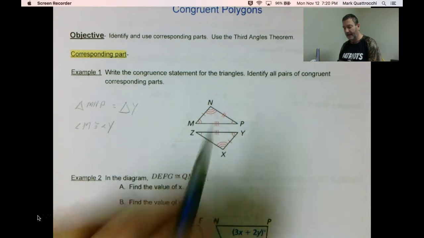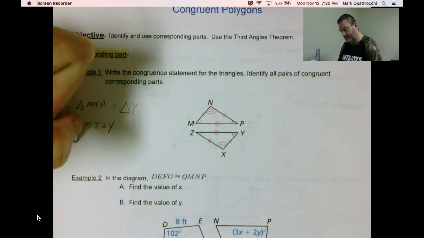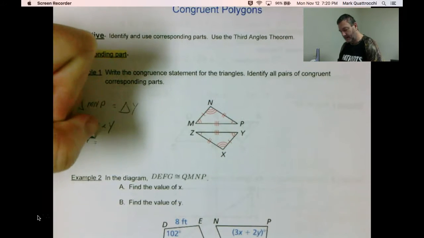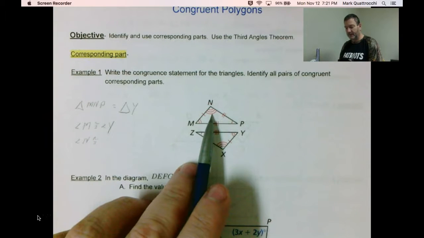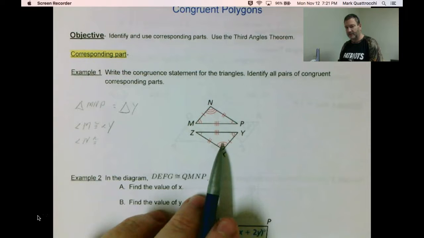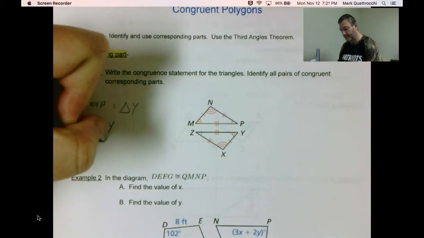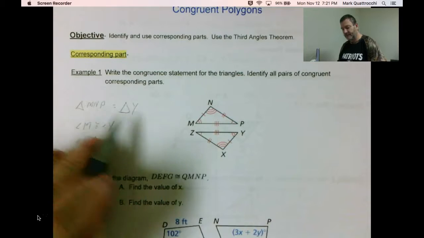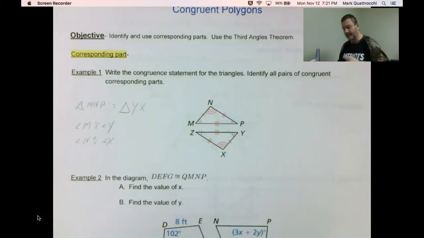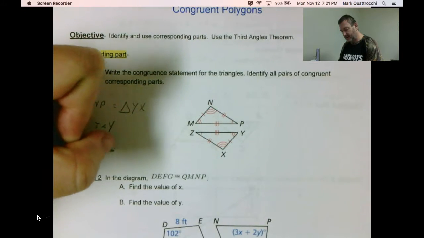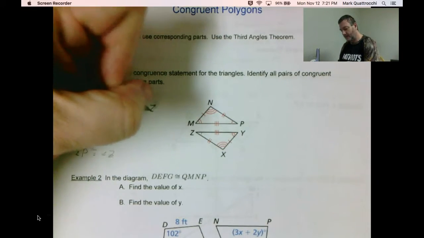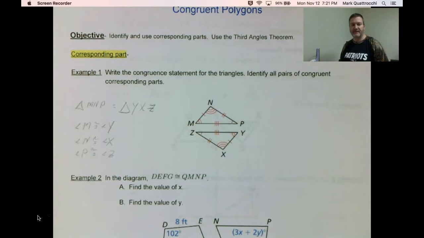So M, N, angle N is congruent to angle X, since N has three arcs on it and X also has three arcs on it. N comes second, so X must come second. Okay? And that leaves me angle P congruent to angle Z. P comes third, Z comes third.